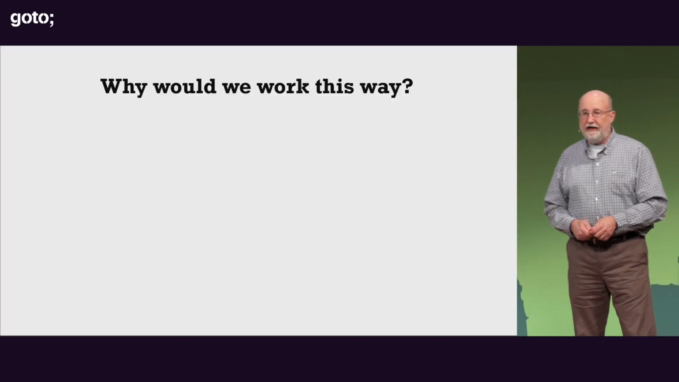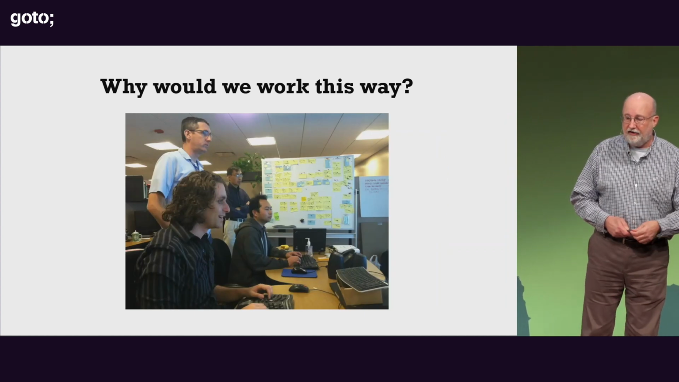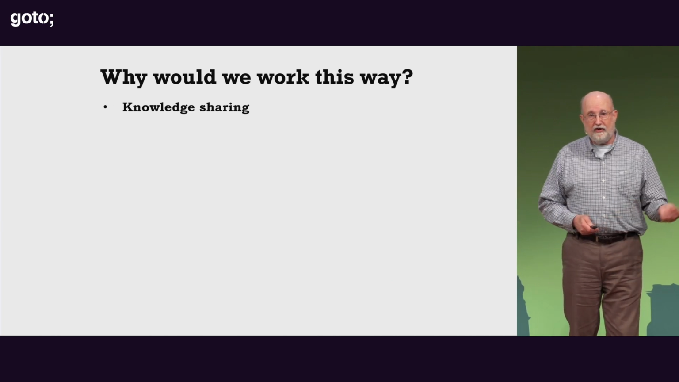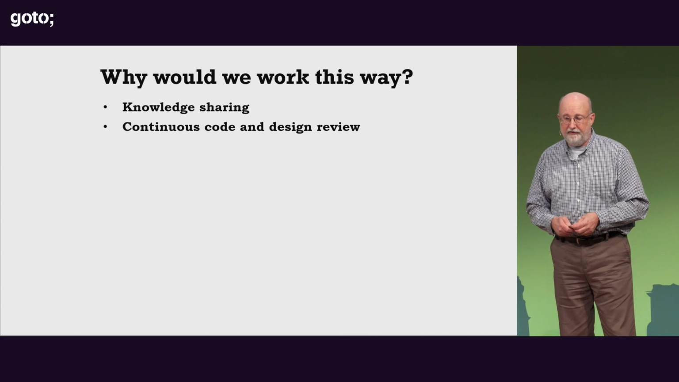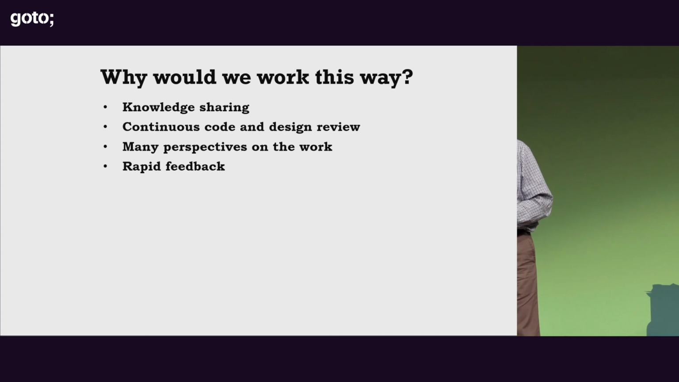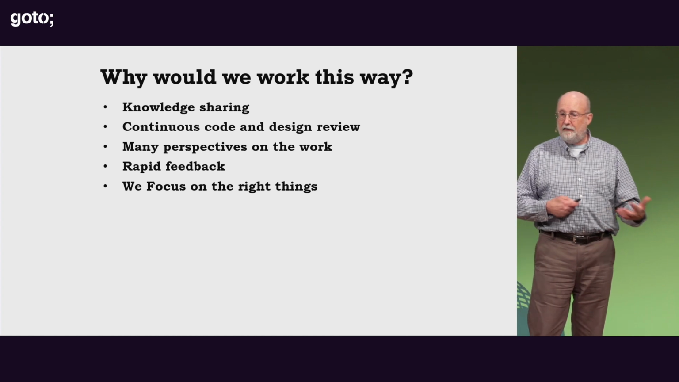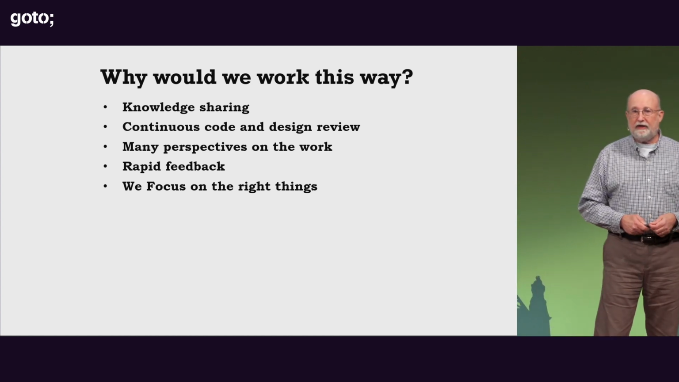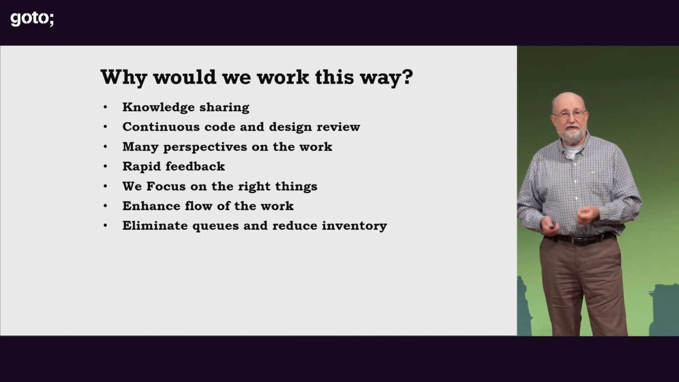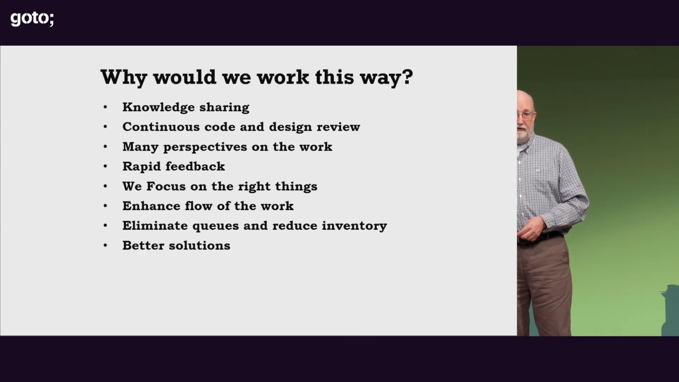So why would we work this way? I usually do this as an exercise. I ask, why would we work this way? I don't have time to do that in this talk today, but essentially when I do this exercise, these are some of the things people bring up. There's a lot of knowledge sharing, continuous code and design review, many perspectives on the work. This kind of results in better solutions and rapid feedback. We get this focus on the right things. With the whole team there, we stop working on the wrong things. We quickly discover what's the right things to work on. It enhances the flow of the work and eliminates queues and excess inventory. I'll talk a lot about that today. It ends up with better solutions.